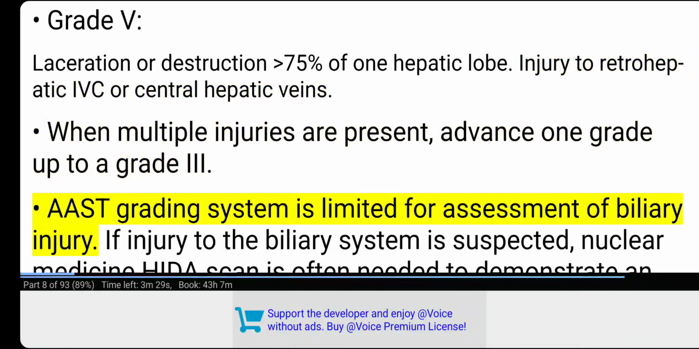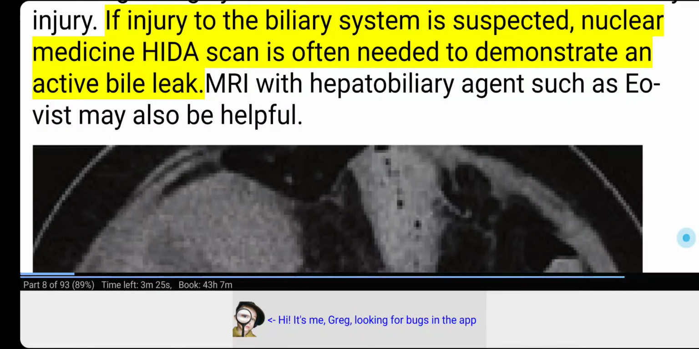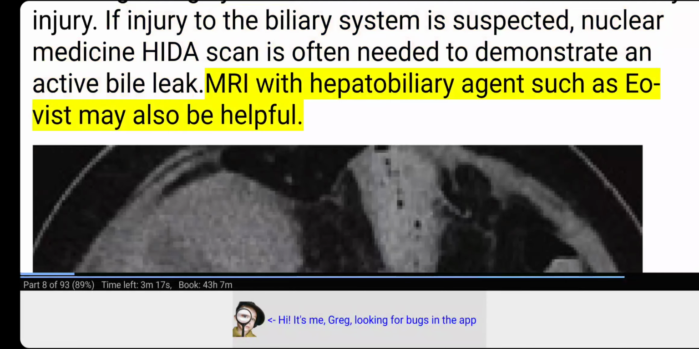AAST grading system is limited for assessment of biliary injury. If injury to the biliary system is suspected, nuclear medicine HIDA scan is often needed to demonstrate an active bile leak. MRI with hepatobiliary agents such as Eovist may also be helpful.